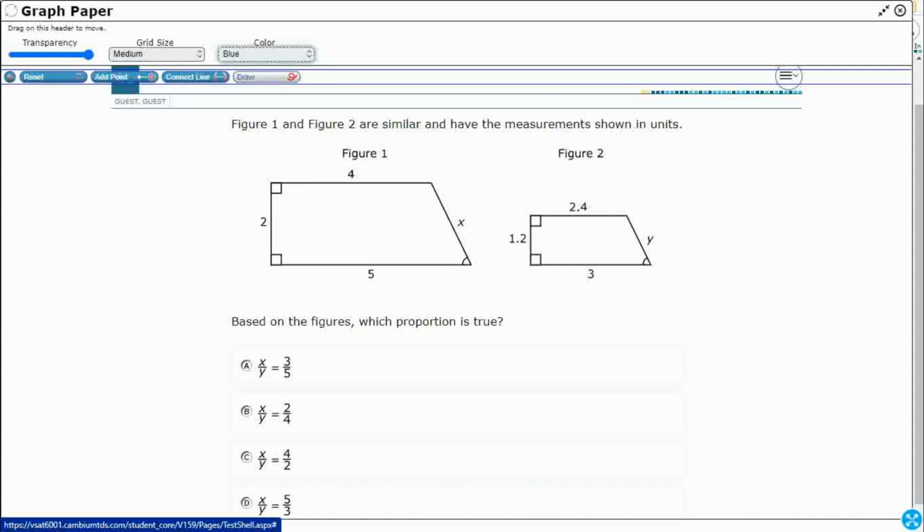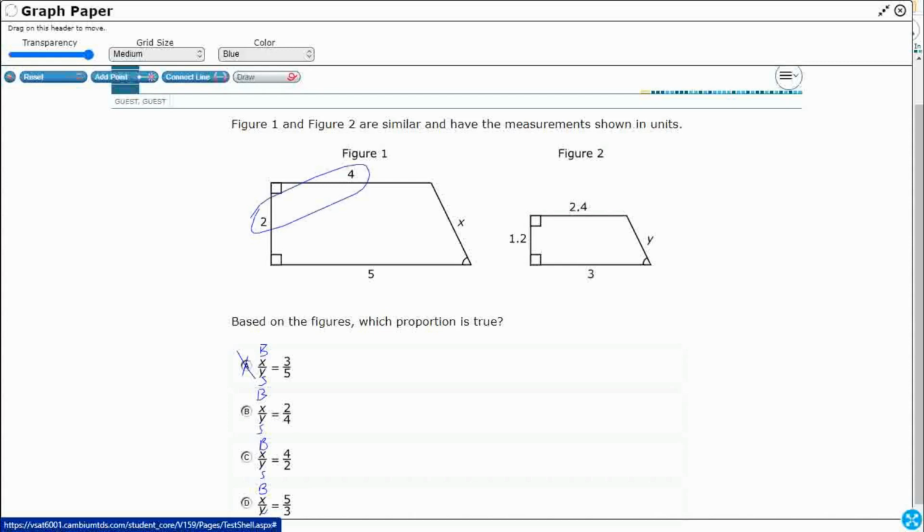All right, so x to y. Looks like all of them are going to stay big to small. So that's good. We already know it's not A. So then I'm going to need, oh, look at this. What exactly is happening there? First off, that's big to big. That doesn't work. And then secondly, those two sides don't go together.